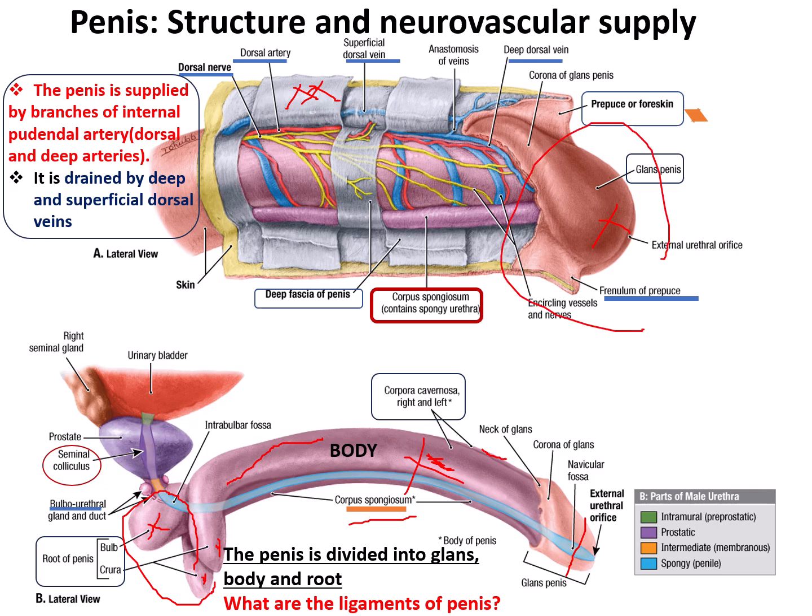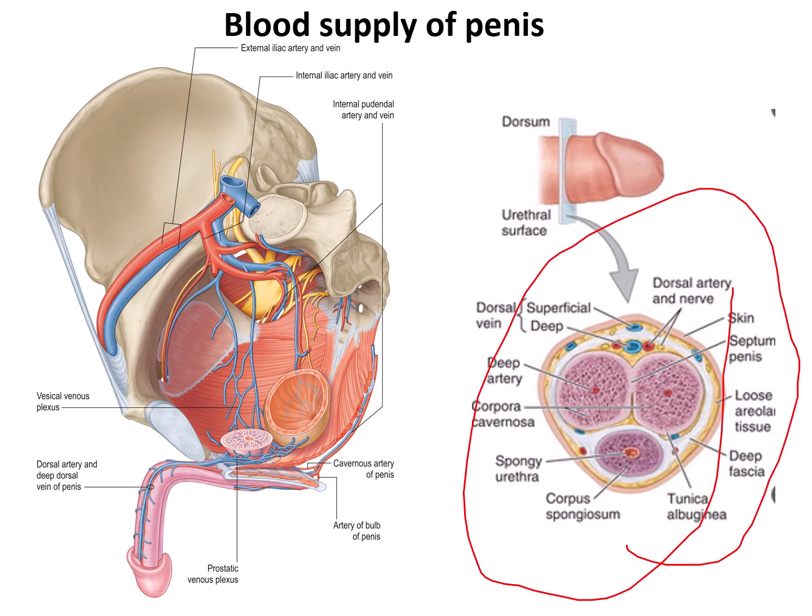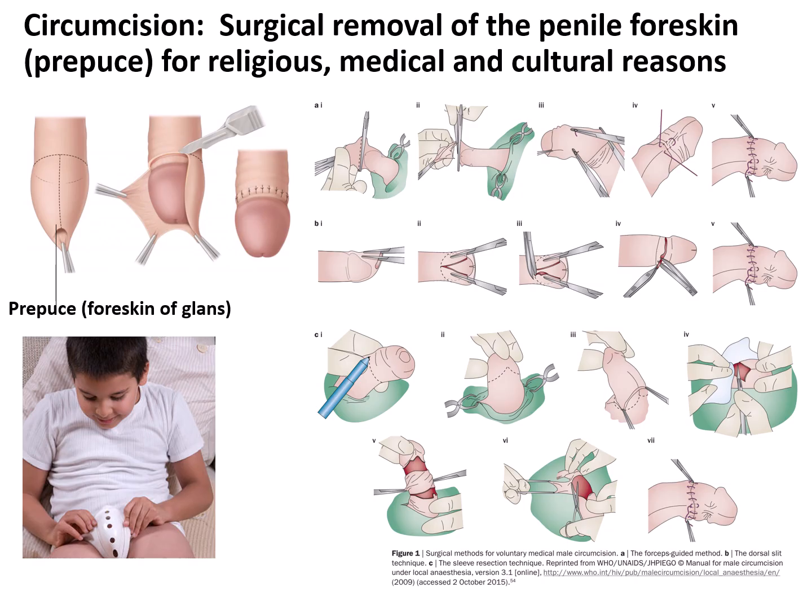The glans penis is surrounded by a skin fold called foreskin or prepuce, which is sometimes removed surgically in circumcision. So here is the cross section of the penis showing the blood supply. It's very important. And also you can see the two corpora cavernosa and the corpus spongiosum. Here is the circumcision and its importance.